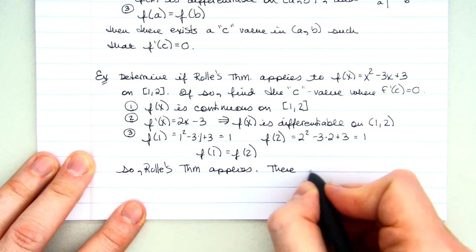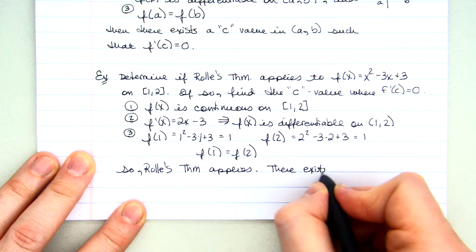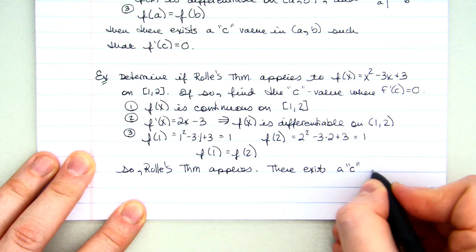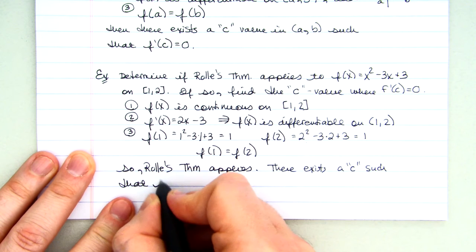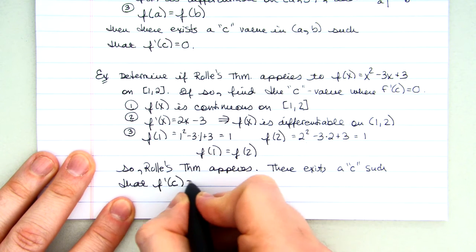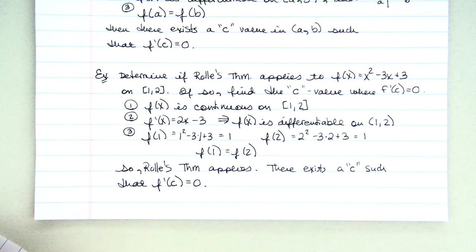There exists a c value such that f prime of c equals 0. There's some place where the derivative equals 0. Where does that happen? I think you can figure that out. Where does the derivative equal 0?